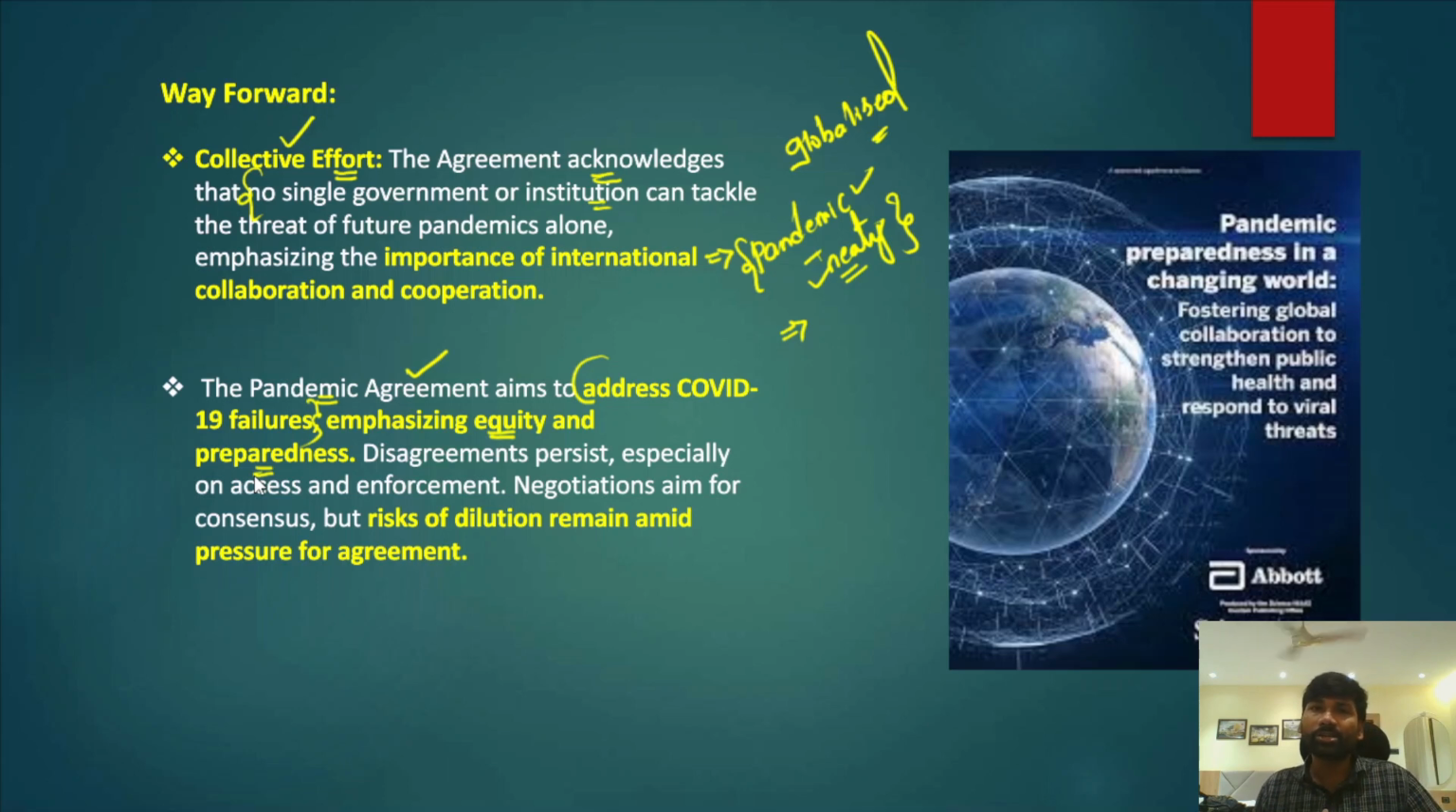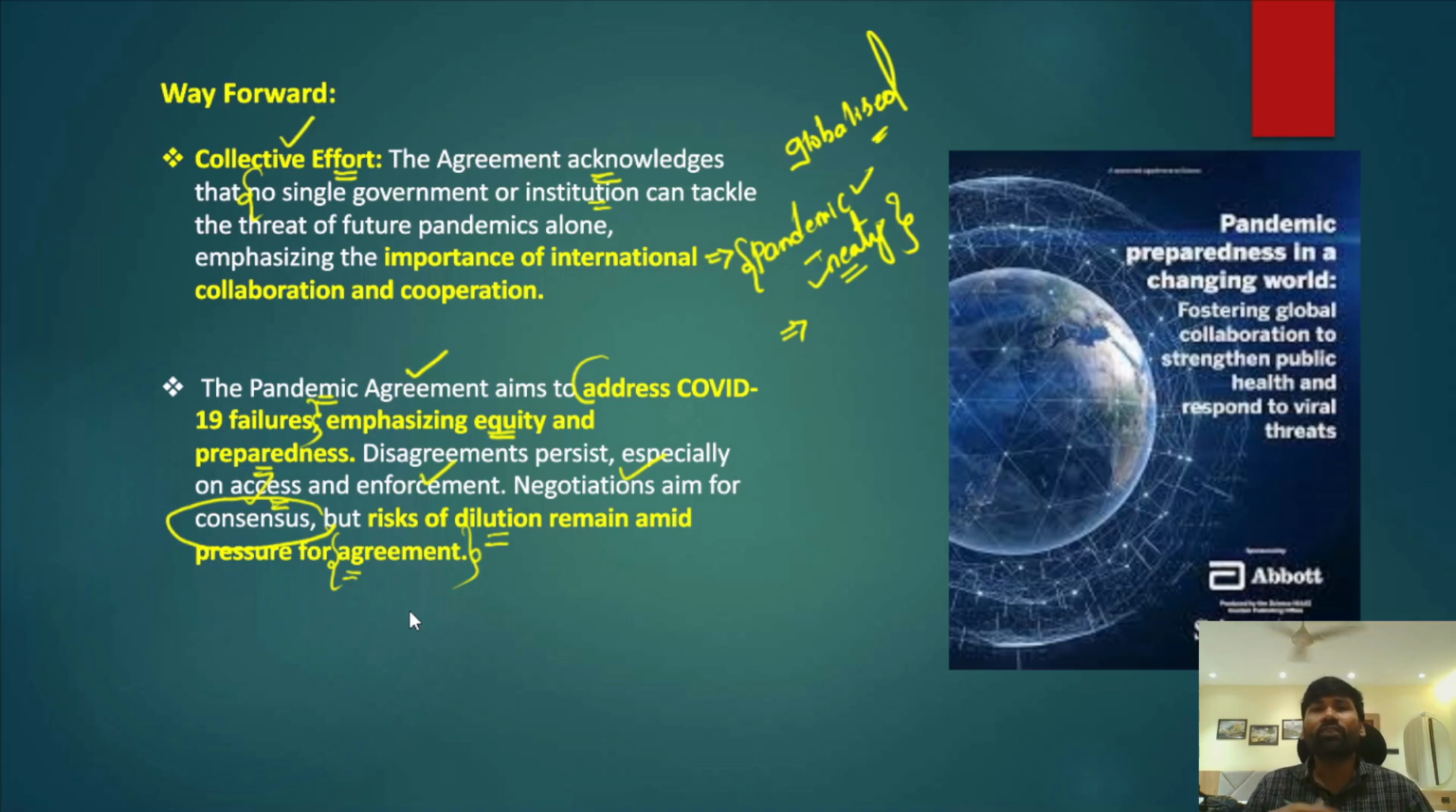However, disagreements between developed and developing countries persist, especially with respect to access, technology transfer, waiver of intellectual property rights, and enforcement mechanisms. Overall, the negotiations between different parties are aiming for consensus. Okay, so when any particular agreement is aiming for consensus, there is a chance of dilution, because different countries have been pressurizing to finalize this agreement.